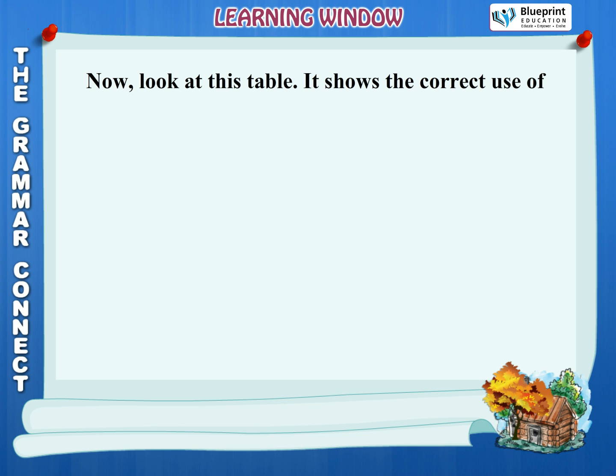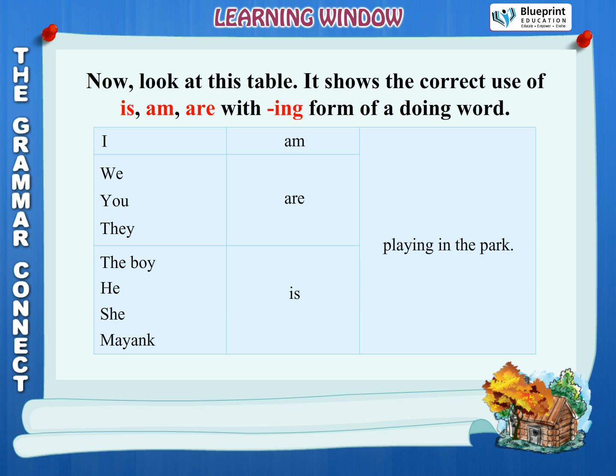Now look at this table. It shows the correct use of is, am, are with the ing form of a doing word. I am playing in the park. We are playing in the park. You are playing in the park. They are playing in the park.